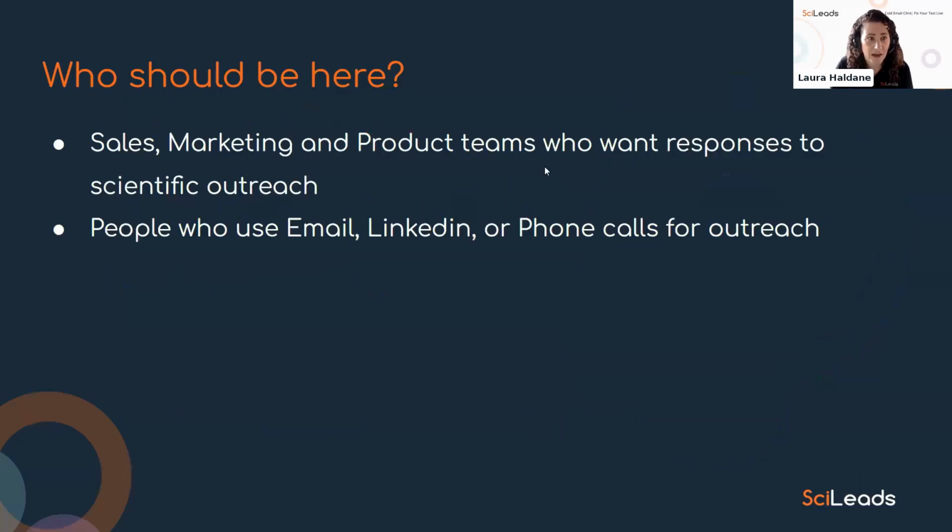So today, who should be here? This in particular is for sales, marketing, and product people who are doing scientific outreach. So there'll be a lot of talk about reaching out to people in the life sciences or our industry. In theory, it does apply to everyone who wants to write emails or LinkedIn messages or do phone calls. So no problem if you're not quite from our industry, but I think most of us are. That's what we're going to be focusing on today because scientists are a particular breed, to be honest. They respond slightly differently to outreach. So for those of us selling there, we need to know exactly how to craft our emails to them.